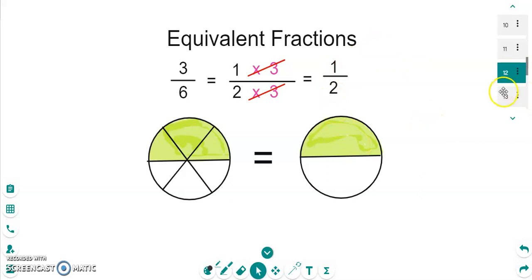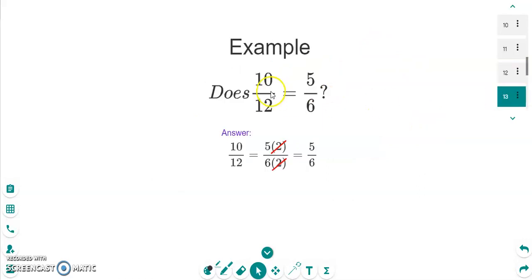Let's look at an example. Does 10 over 12 equal 5 over 6? We can rewrite this fraction in terms of factors. 10 can be rewritten as 5 times 2 and 12 as 6 times 2. The 2 in the top and bottom cancel and we're left with 5 over 6. So 10 over 12 equals 5 over 6.